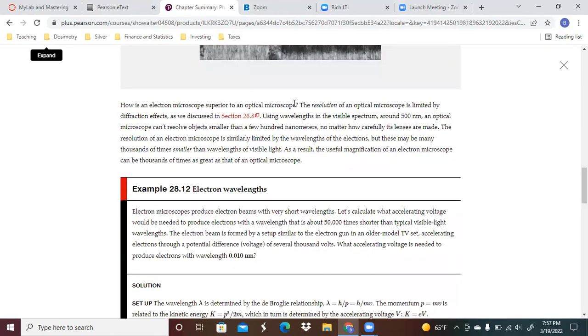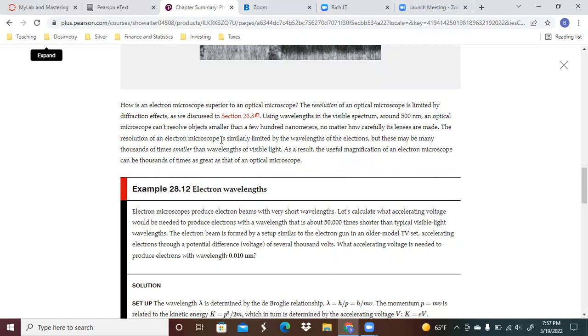So how is it superior? The resolution of an optical microscope is limited by diffraction effects. Using wavelengths in the visible spectrum, about 500 nanometers, an optical microscope can't resolve objects smaller than a few hundred nanometers, no matter how carefully you make the lens.